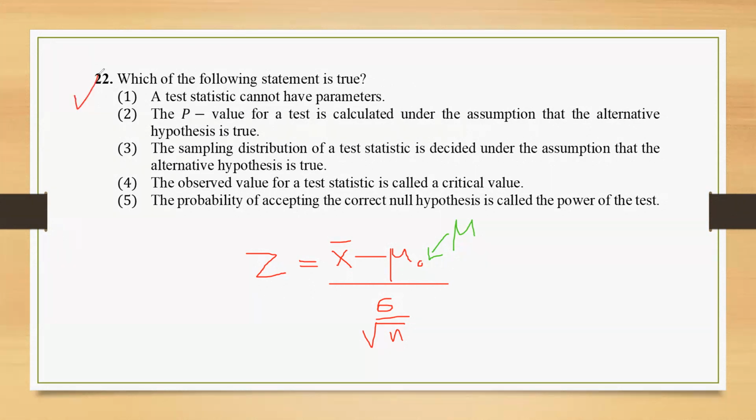It is correct. Test statistic එකක parameter තියෙන්න බෑ. මොකද parameter අපි දන්නේ නැහැ. Right? So therefore the first one is correct.